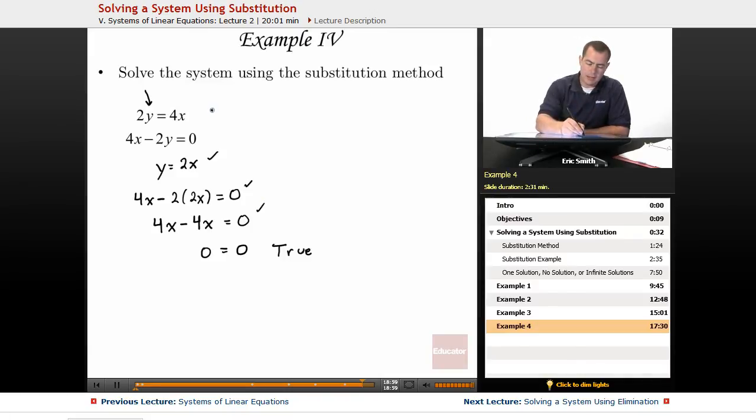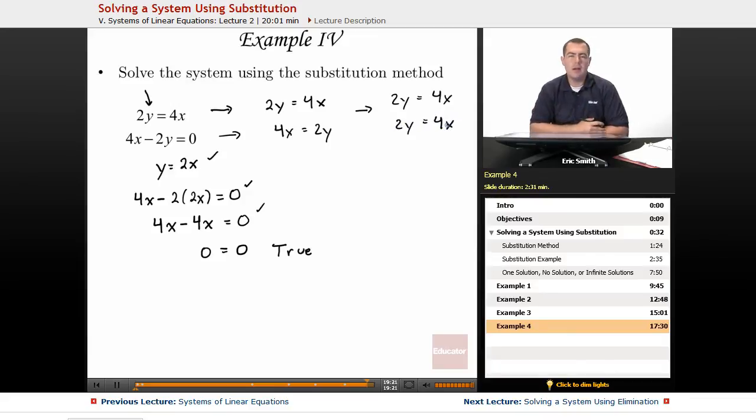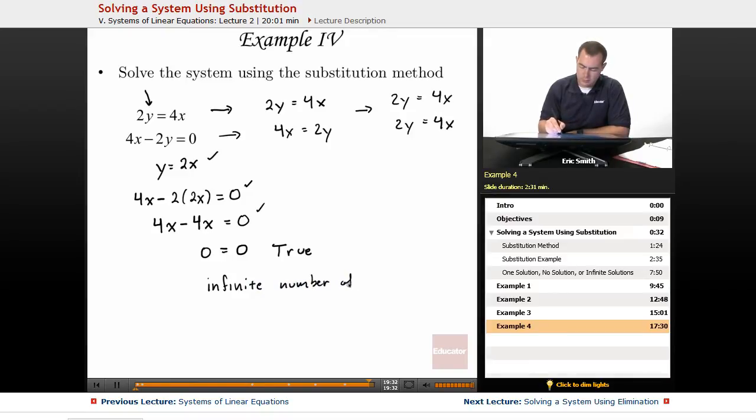In fact, we might even see that at the very beginning if we end up rewriting them. When I move, say, the 2y to the other side on the second equation, and then end up rearranging them, sure enough, they are exactly the same equation. So visually, these would be right on top of one another. So this tells us we have an infinite number of solutions. And everywhere on that line is a solution.